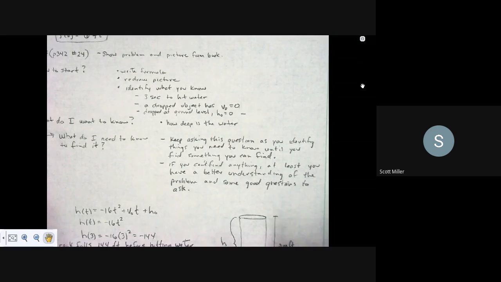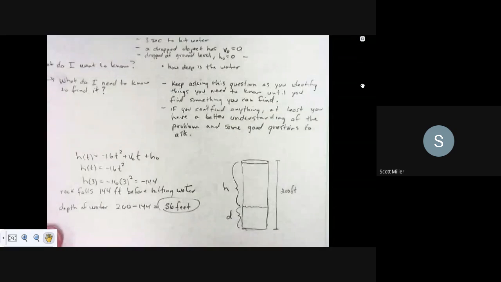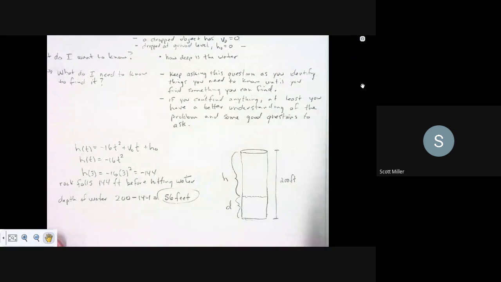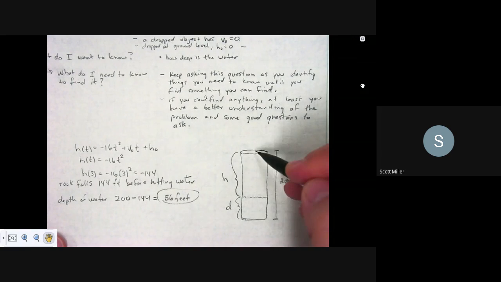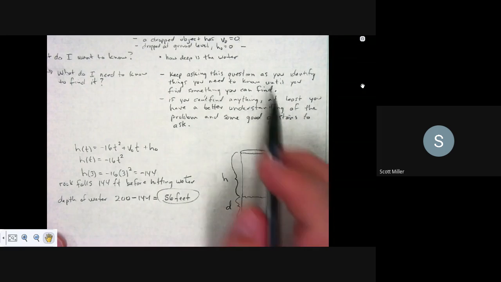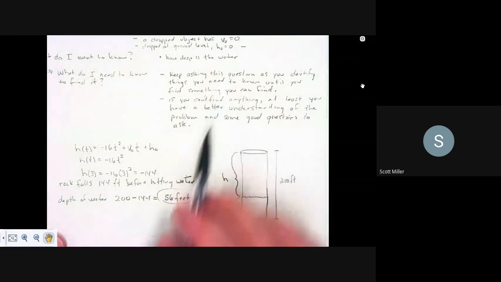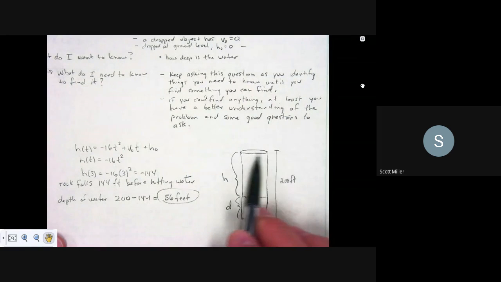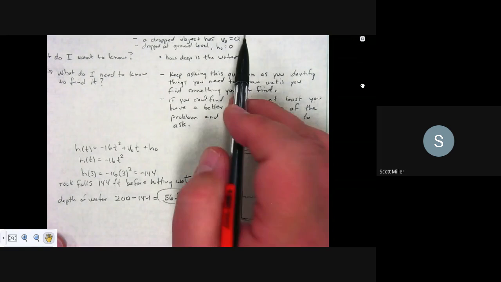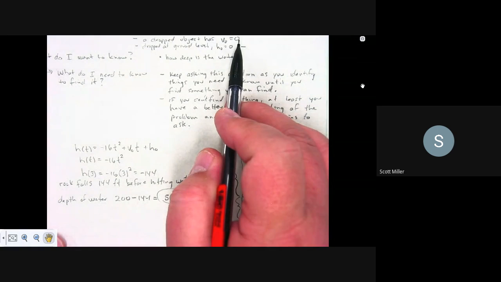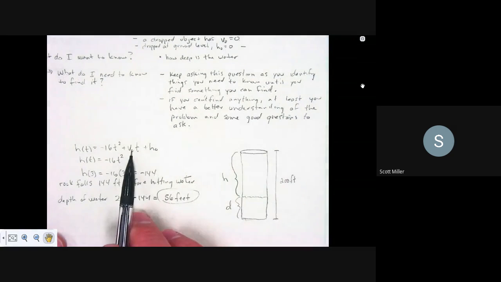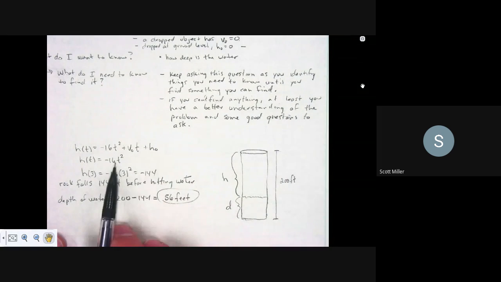So here's the question. Let's take a look at it. Let me show you what I did. I redrew the picture. Here's my water. It's 200 feet. I'm going to drop a rock. It's going to hit the water after 3 seconds. I said the initial height is going to be 0 because this is at ground level right here. Velocity is 0, so these two terms basically go away, and I'm left with just this part.